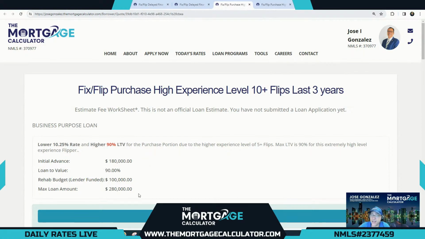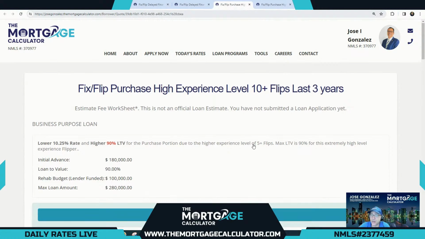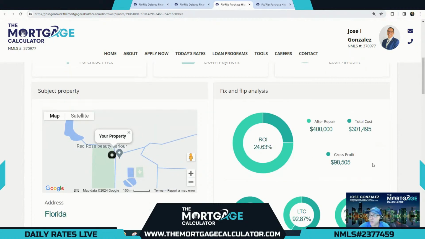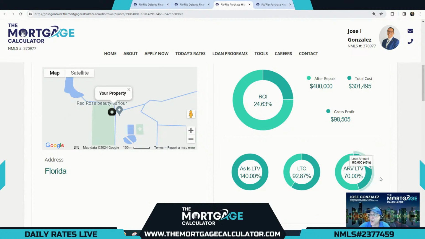100% financing of the rehab, maximum loan amount $280,000. You can see right here, nice big numbers, only 20 grand, everything else the same, right? ROI, profit. But now notice our ARV LTV is at 70%. We'd have to see what our limit is there, but 70%, we're still good. And loan to cost, look at that, 92.87% of the project is being financed, because the cost is the cost. They're getting financed 92.87%. So that's pretty impressive.